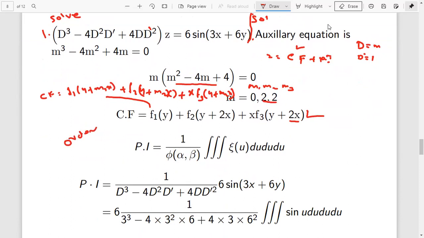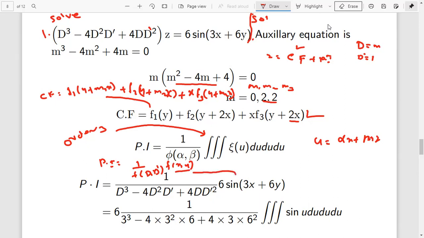Order 3, therefore our formula will be triple integral, but u is nothing but alpha x plus beta y. Okay, so in general, the particular integral we will write as 1 by f of D comma D dash into f of x comma y. Okay, so this f of x comma y is nothing but 6 sin of 3x plus 6y. Okay, the right hand side one, it is given, the right hand side function f of x comma y.